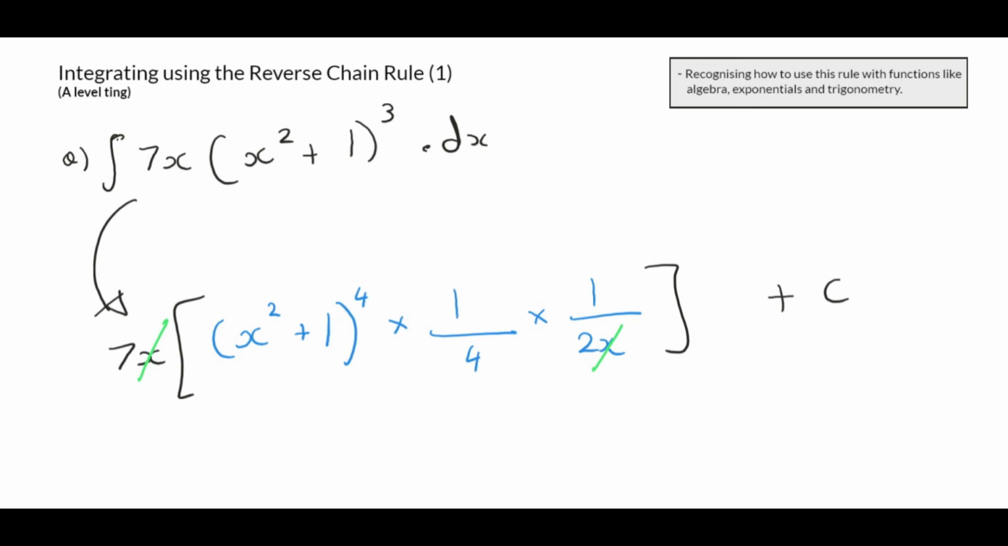Now that we've got that, all we're going to do is a little simplification. So 7's on the top, I'm going to leave 7 on the top. 4 times 2 is on the bottom, that's 8, so I'm going to put 8 there. And then we're just left with this. So let me just rewrite this: x squared plus 1, to the power of 4, plus constant. Okay, a little lightweight thing.